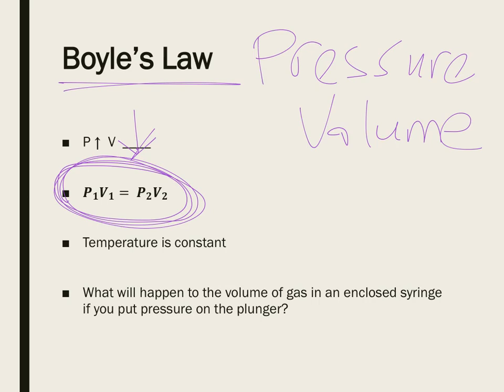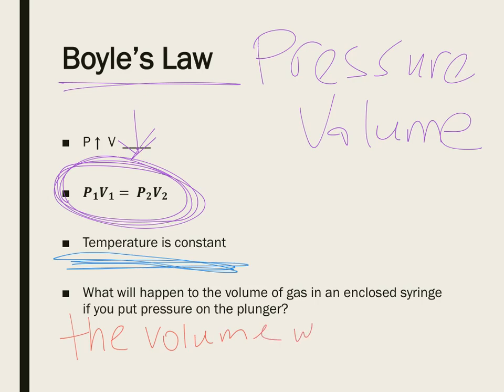And it's also important to note that in Boyle's law, temperature is constant. So the only variables that are changing are pressure and volume. So, what will happen to the volume of a gas in an enclosed syringe if you put pressure on the plunger? Well, just like we said in class, if you put pressure on the plunger, the volume will decrease.